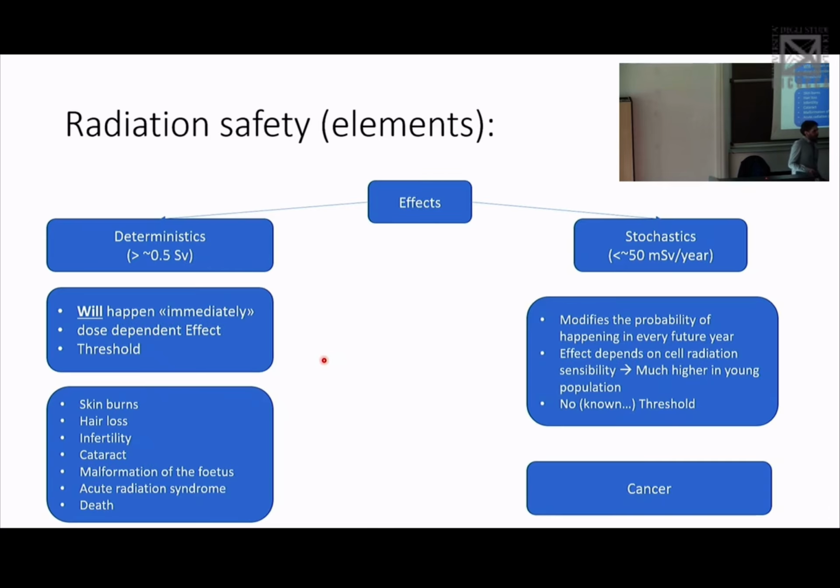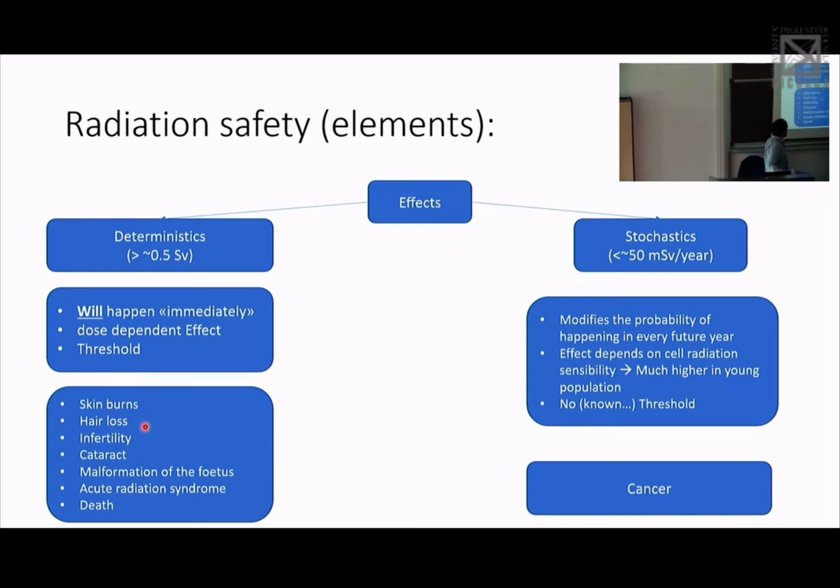Like any chemical substance you can be exposed to, radiation can give you 2 kinds of effect: deterministic and stochastic. The deterministic ones will happen definitely, and they will happen immediately, let's say. They also happen after a threshold and in a dose-dependent manner. With increasing dose, they start from 500 millisieverts, from half a sievert.